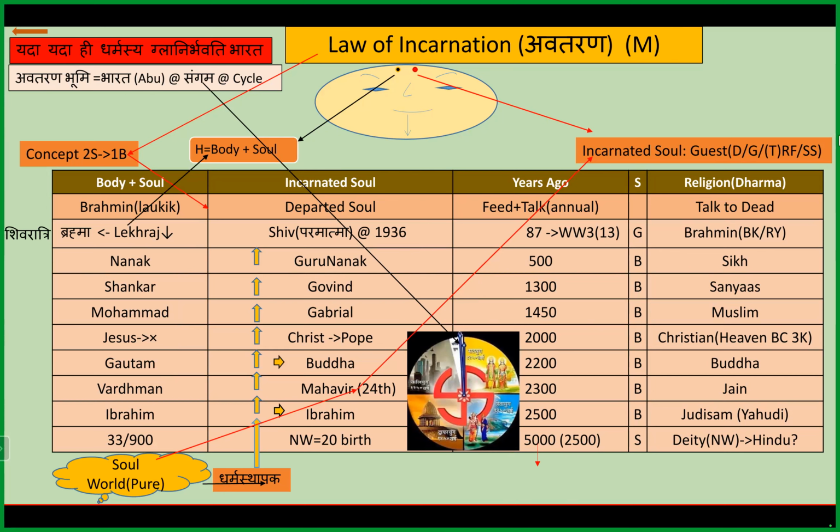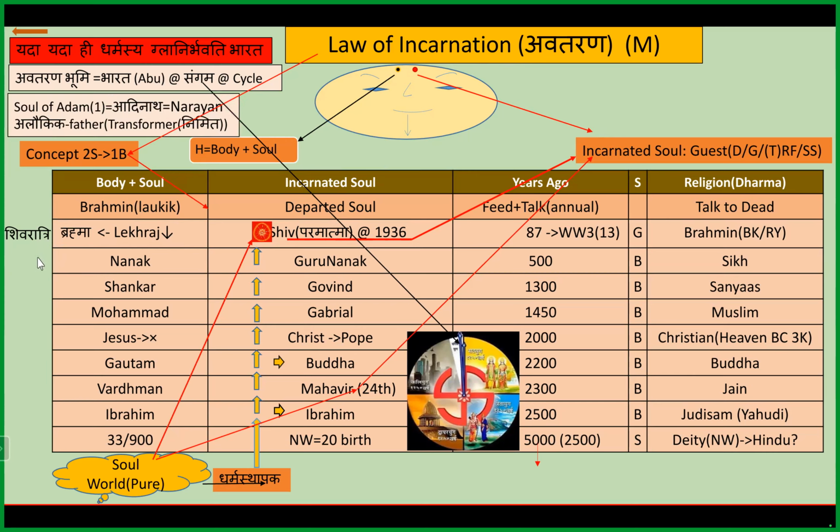Now we will see the last one, how the incarnation of the Supreme Soul happens. Here the host is the body of Lekhraj. Once in the host, the body of Lekhraj, the Supreme Soul enters. This is the Supreme Soul, and this is the body of Lekhraj. Because of this body of Lekhraj, it is called Brahma, and this is celebrated as Shivratri that we know. Because of that Brahma, some people say it is Adam, the first man, the soul of Adam or Adinath, or we can say Narayan.